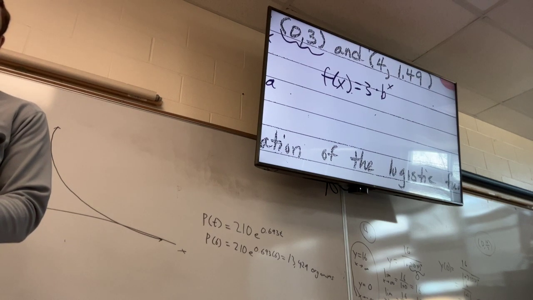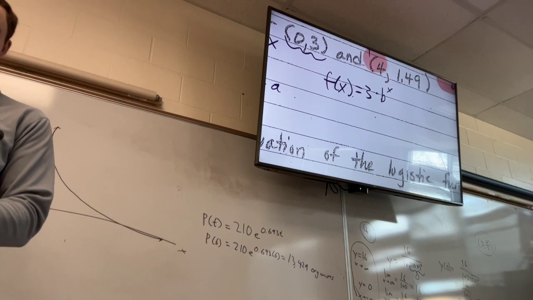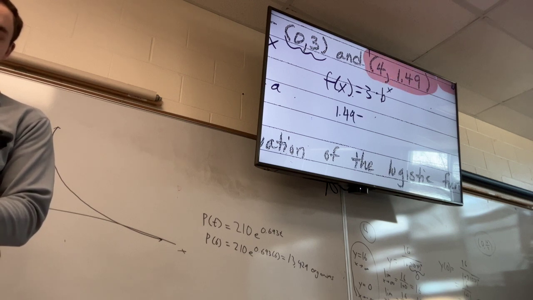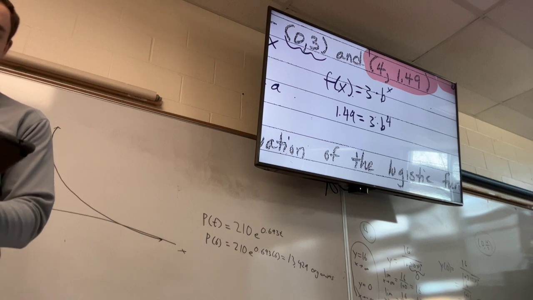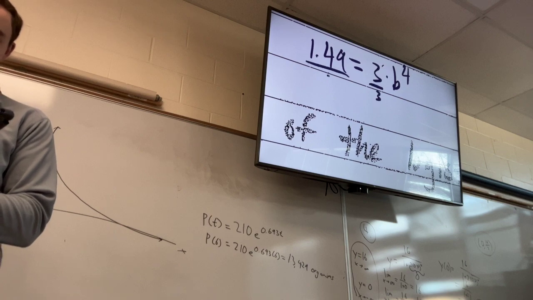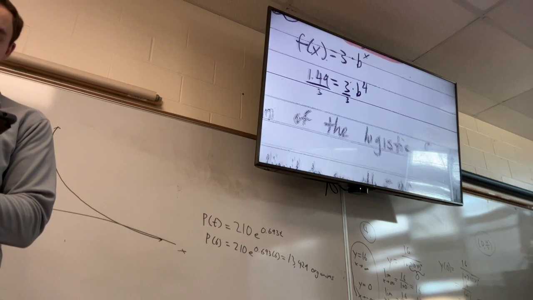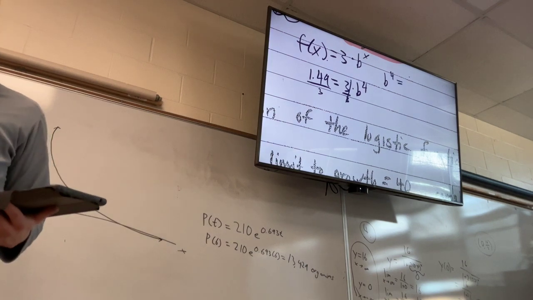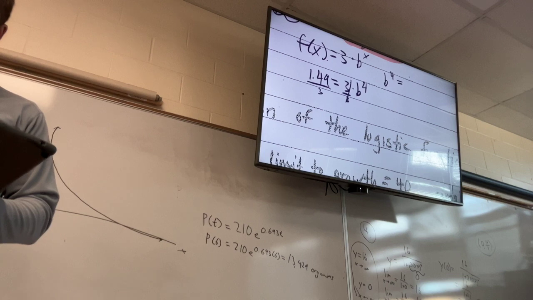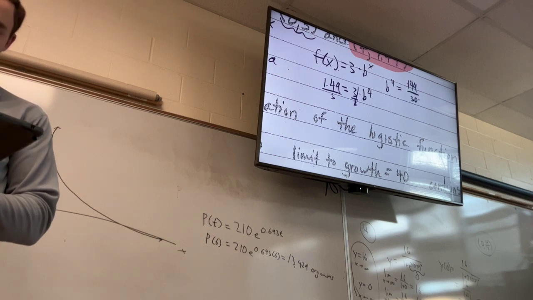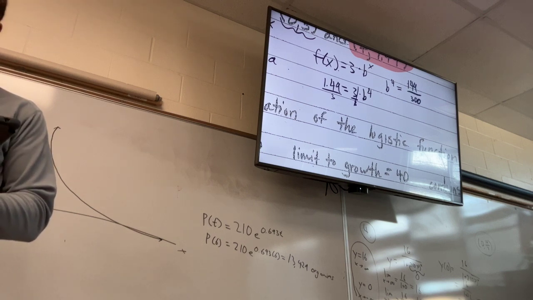Okay, how do we find b then? We use the second point, okay? So 1.49 equals 3 times b to the 4. All right, we got to solve this for b. So we start by dividing by 3. First we get b to the 4th by itself. So we have b to the 4th equals 1.49 over 3. I'm going to leave it as a fraction for now. All right, 149 over 300.